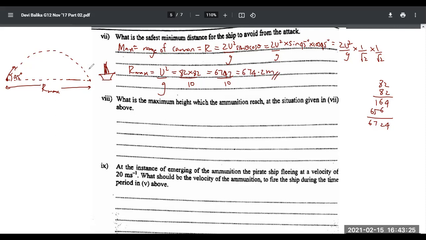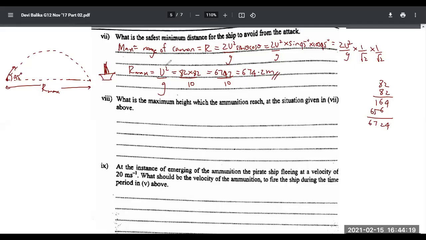If the ship is at a distance greater than this from the cannon, then the ammunition fired from the cannon can never hit the ship. So this should be the minimum distance between the ship and the cannon for the ship to avoid getting damaged. That's what they are asking. If your gap is less than that, then the ship is in danger of getting attacked.